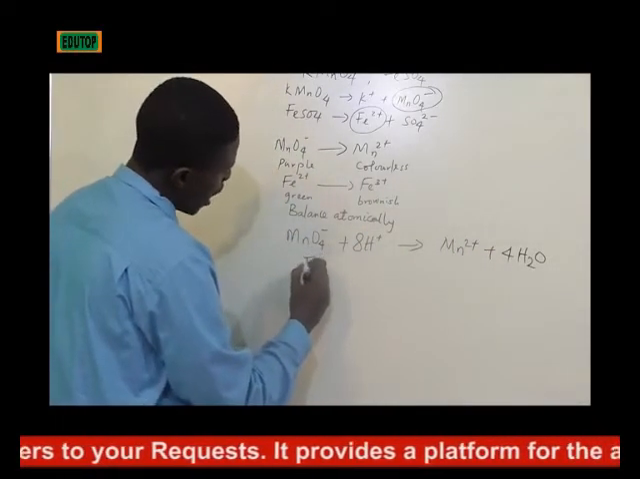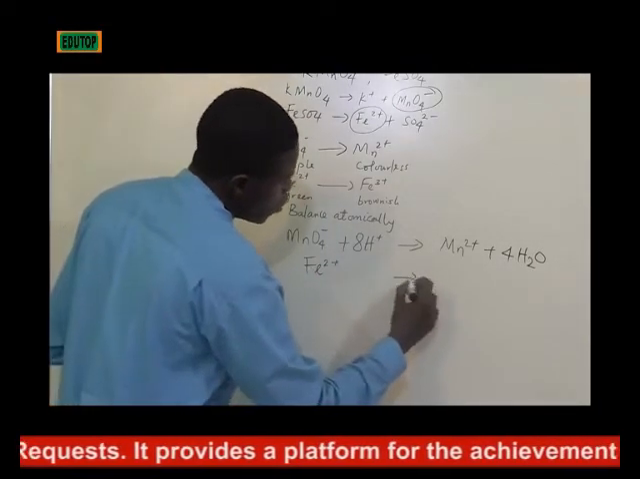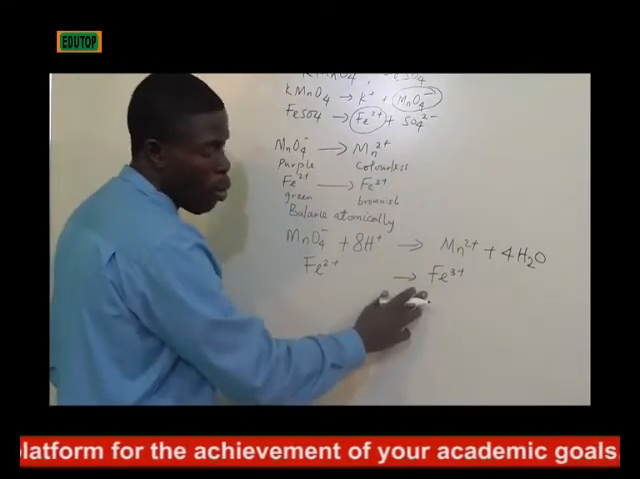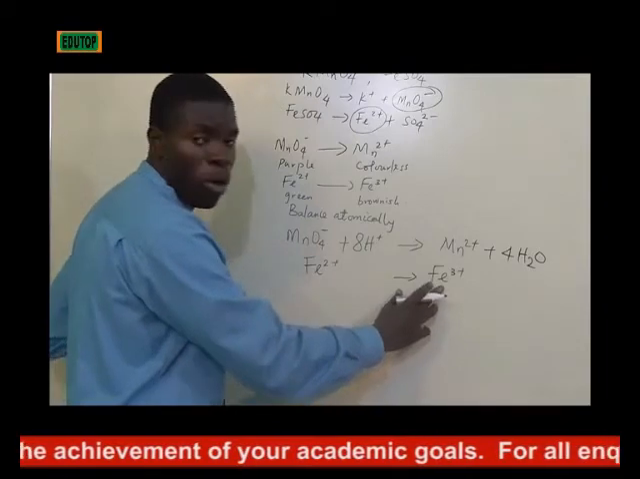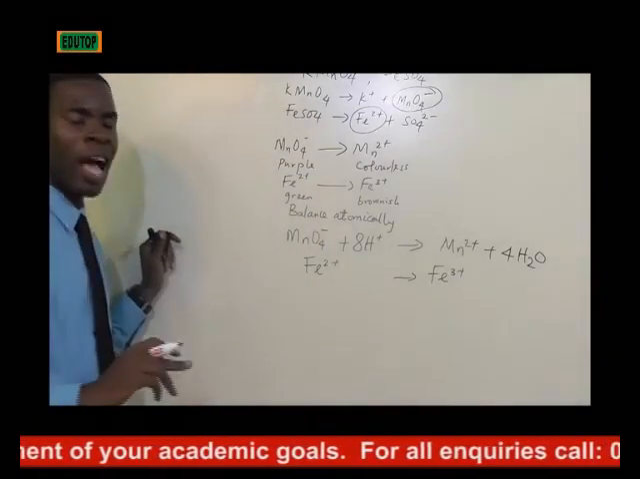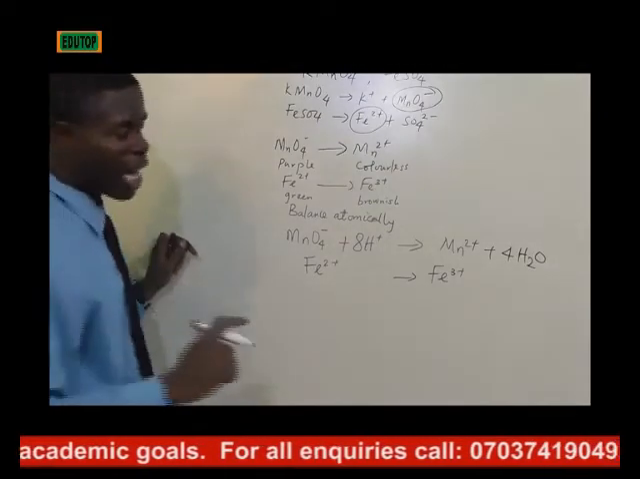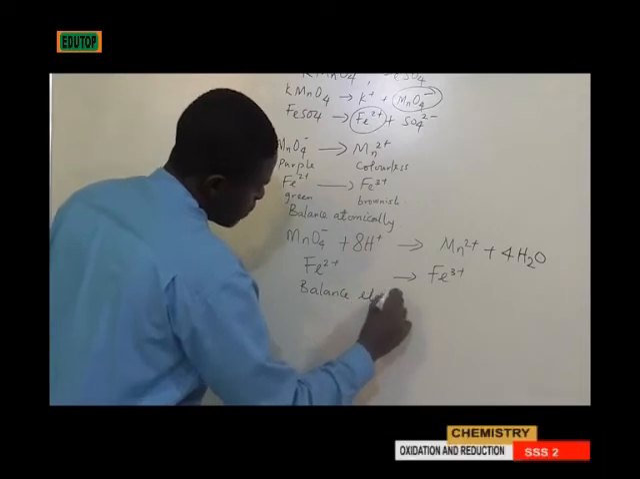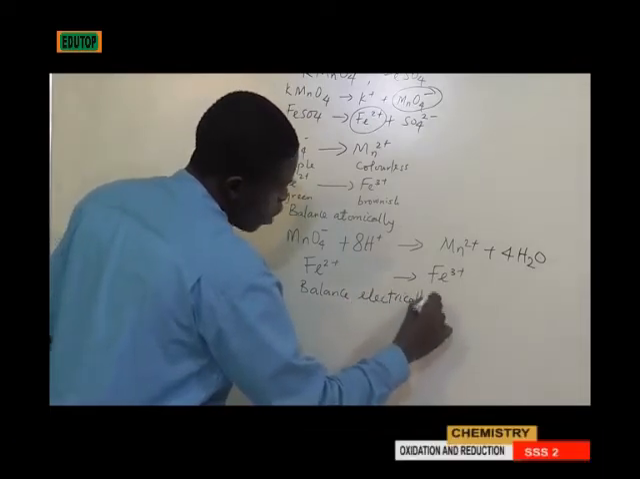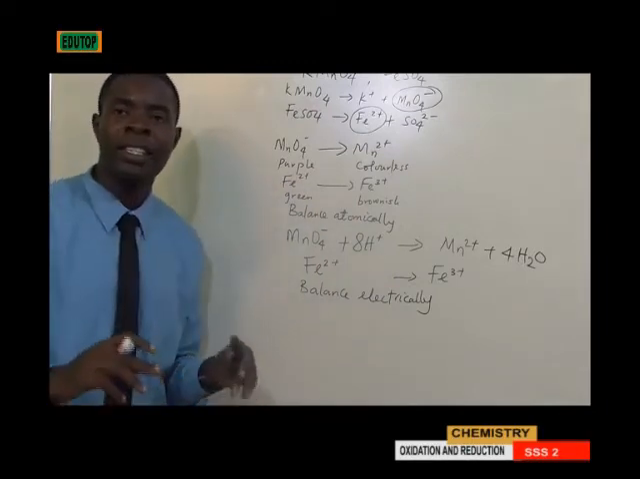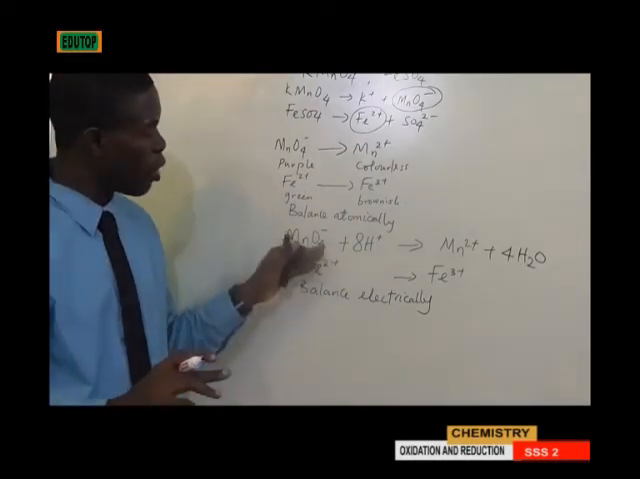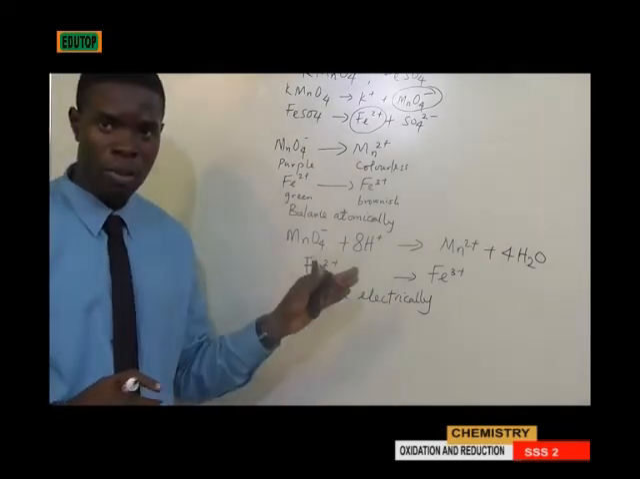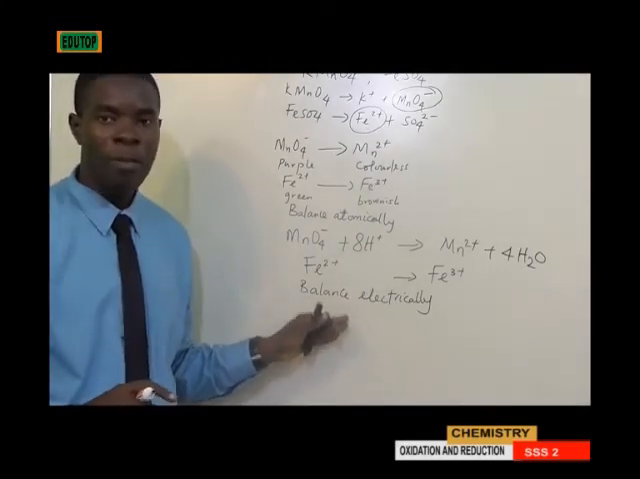Now in the case of iron 2 plus going to iron 3 plus, 1 atom of iron, 1 mole of iron 2, one mole of iron 3, so it is balanced atomically. Now to balance electrically, that means we want to balance the number of electrons. What we have done in the first case is to balance the number of atoms. Here we have to balance the charge.